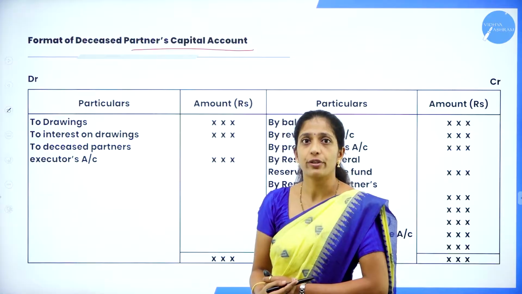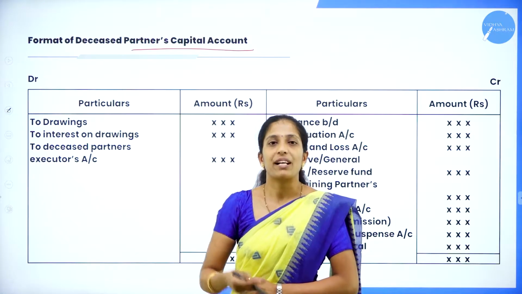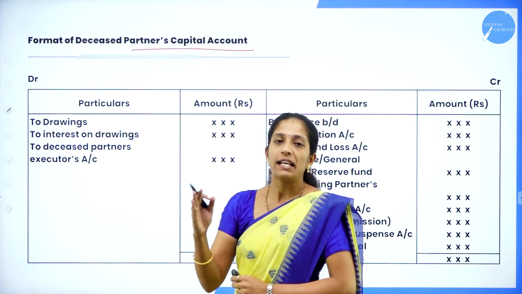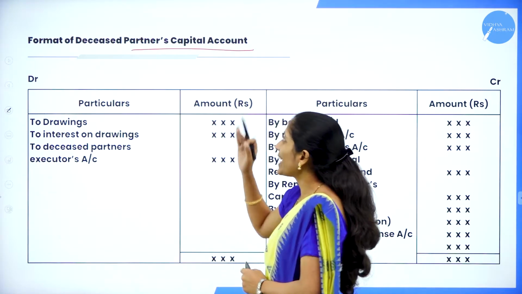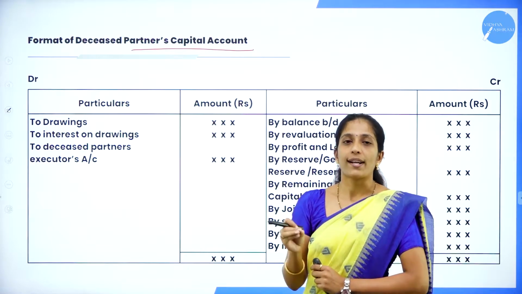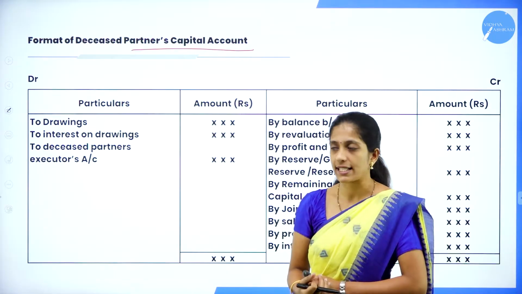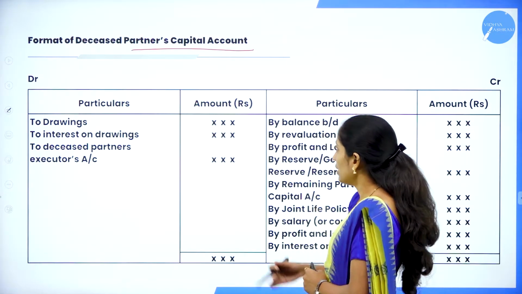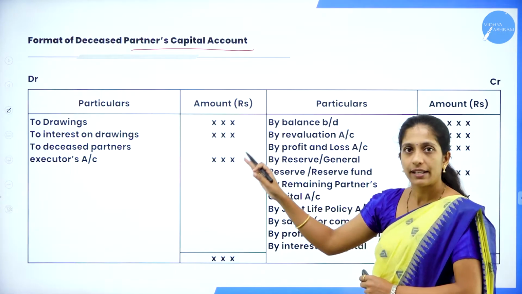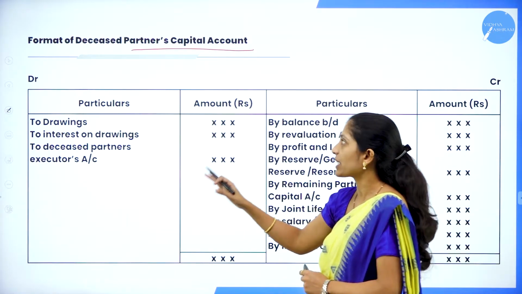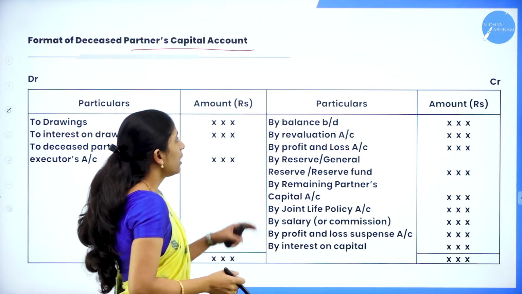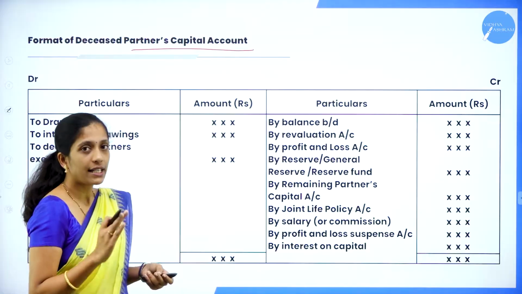Now I have already told you, the deceased partner is nothing but the partner who has died in the partnership firm. So he is known as the deceased partner. We have to prepare the deceased partner's capital account in order to know the amount payable to his executor. So your format will be like this: debit and credit, with a debit side of particulars and amount, and a credit side also of particulars and amount.